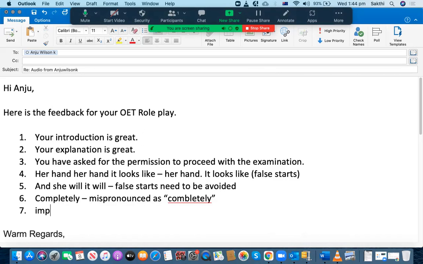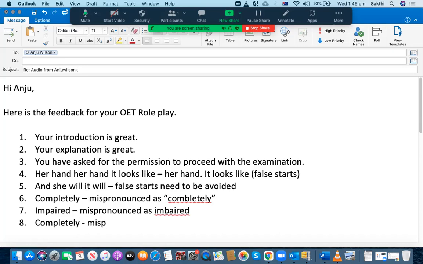Okay, it's not again. This one is mispronounced as impaired, but that's not impaired, but impaired. All right. Again, you have said completely. This is mispronounced. Okay. So that's not good.